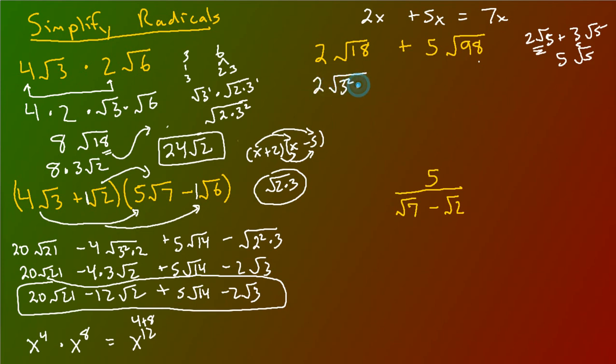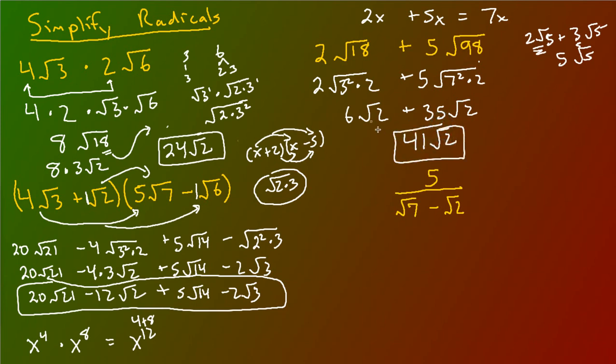And if I prime factorize the 18, I get 3 squared times 2. And if I prime factorize the 98, I'll get 7 squared times 2. Now the square root of 3 squared is 3, so I'm going to get 6 root 2. And if I square root the 7 squared, I get 7. And the 7 times 5 is 35, so I have 35 root 2. And then when I add those, I will get 41 root 2. Now, how come I can add them? Well, this is like 6x plus 35x, because they're the same radical. So I'd get 41x there, except in this case, the x is the root 2.